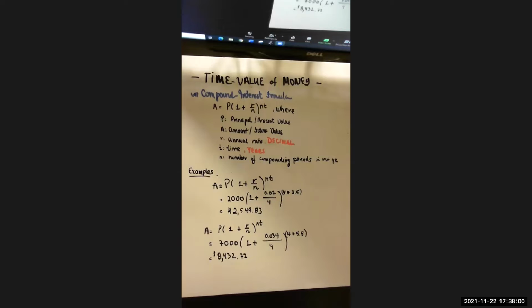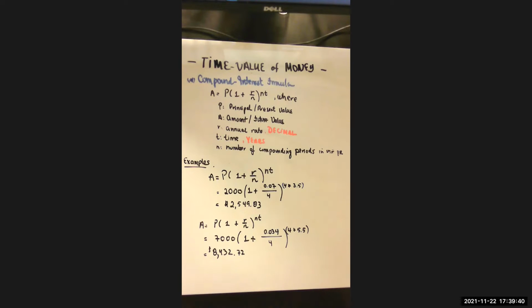This video is to go over the time value of money, more specifically the compound interest formula. So let's see what we have so far. Our formula is as follows: A equals P times (1 plus R over N) to the NT.